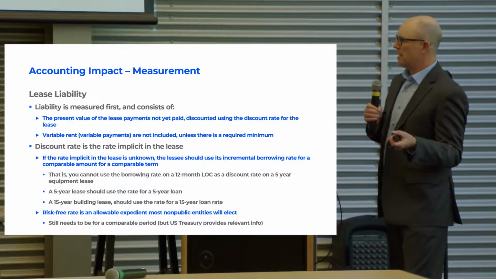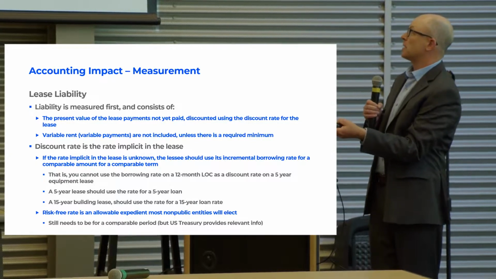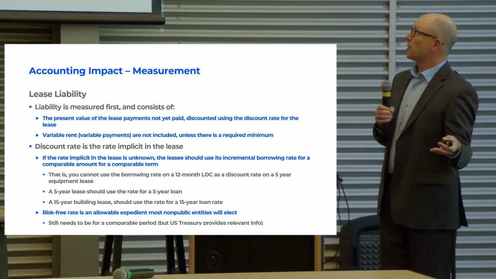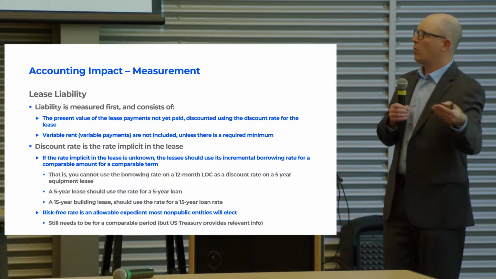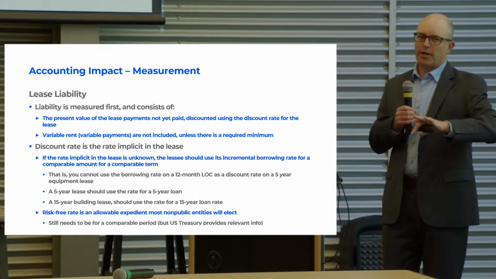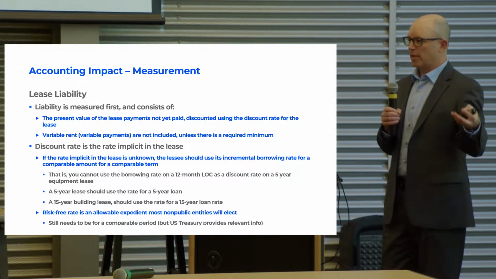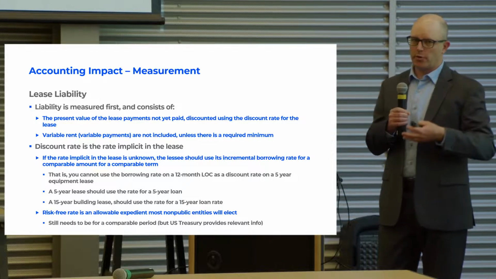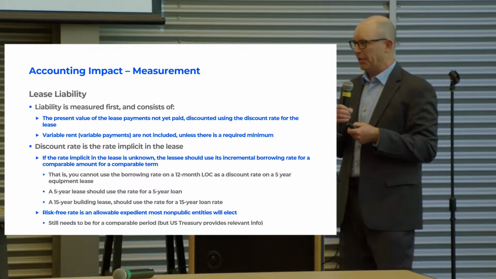So now that we talked about the lease definition and the categorization of a lease, how do we measure the lease liability? You have a future payment stream. What we're going to do is discount that to present value using a discount rate. And once we know what the discount rate is, once we know what the present value of the future payments are, that's basically our lease liability in a nutshell.